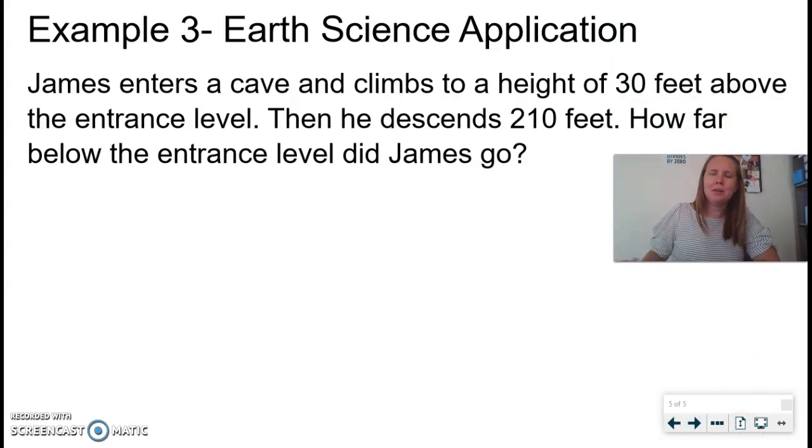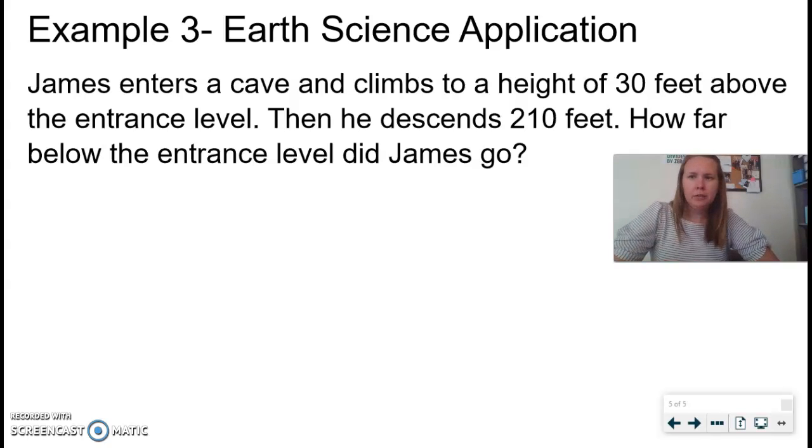We got one more example. All right, example 3 says Earth Science Application. James enters a cave and climbs to a height of 30 feet above the entrance level. He descends 210 feet. Jeez, he's going really far into that cave. I'd be scared. How far below the entrance level did James go?